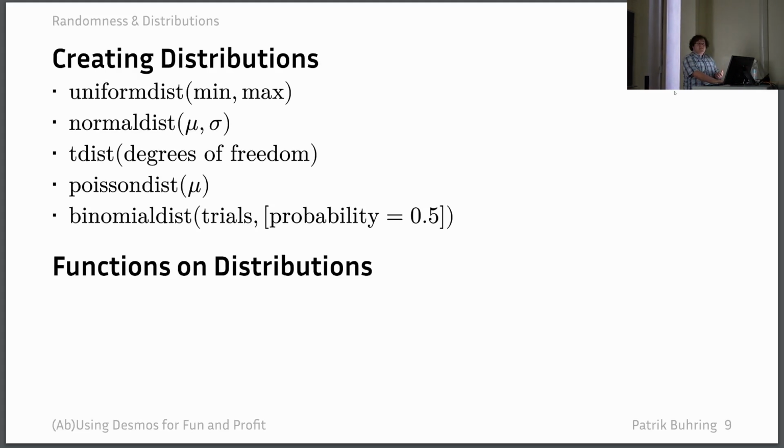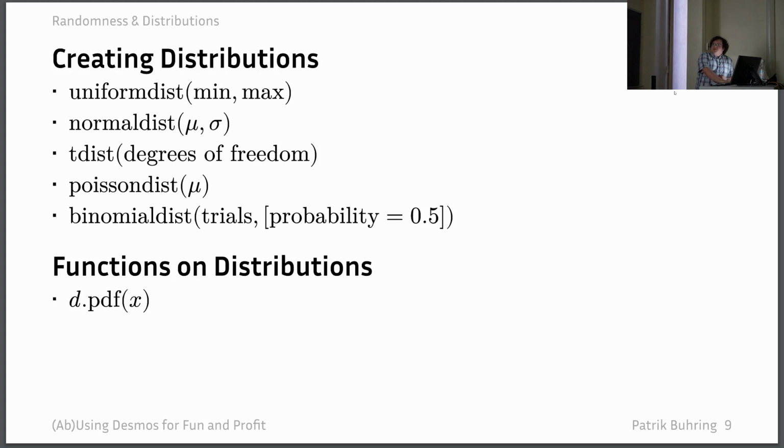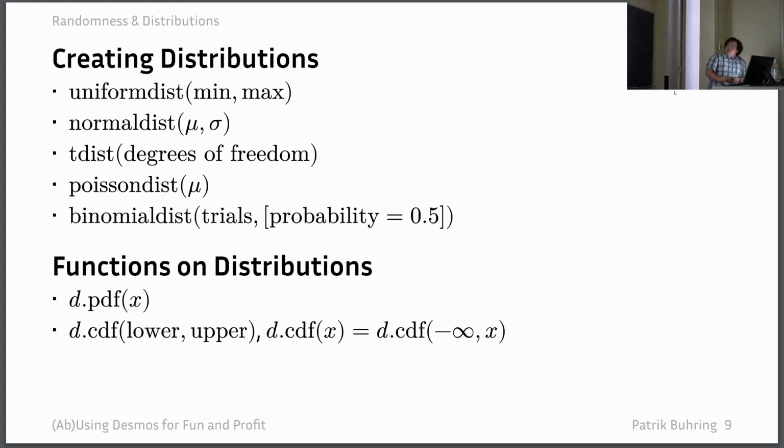You also have a few built-in functions on distributions. So you can create the probability density function, and that just plots it as a value of x. So in this case, we're assuming D to be a distribution object. You also have cumulative density functions rather than probability density functions, and they work as you'd expect. If you only give it one argument, it's implicitly assumed that you're sampling from negative infinity up to the one argument you provided.